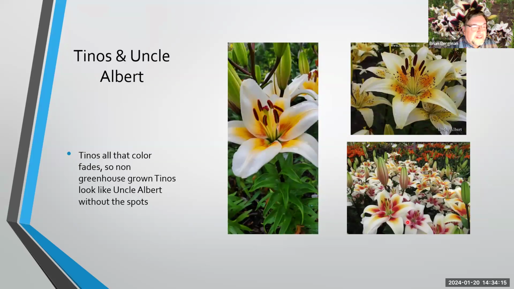I got my favorite now, Tinos and Uncle Albert. Tinos, bottom right-hand picture. You will not see Tinos look like that. That was raised in a greenhouse at a certain temperature. What you will see Tinos in most of your gardens will look like the upper right-hand picture without the spots. Well, it's just what we were talking about. The anthocyanin pigments are the ones that are not so stable and are affected by temperature. And so they're not going to be there under non-optimal conditions.